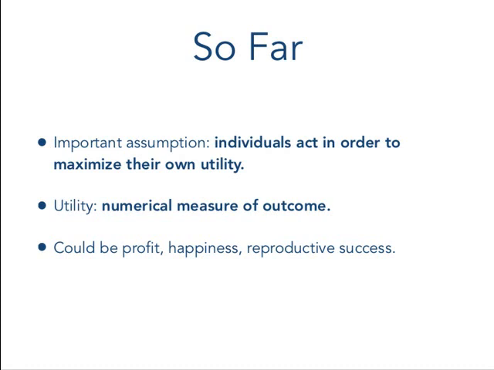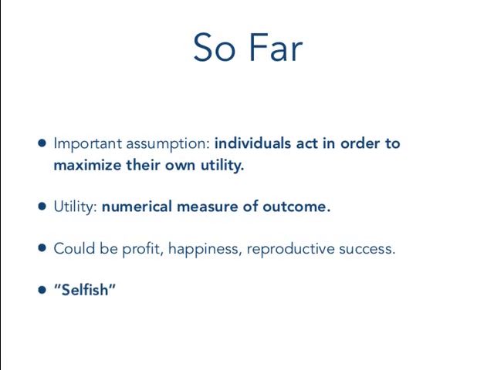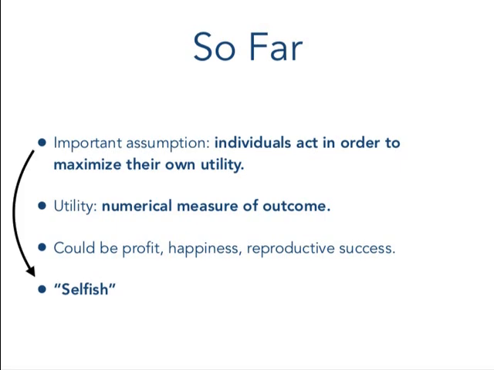So we're taking this to mean that the individuals are selfish. If they act in order to maximize their own utility, they're only looking at their personal gain, then we're calling them selfish agents. And a big question in the unit is, can selfish individuals cooperate? So let's go back to the prisoner's dilemma.